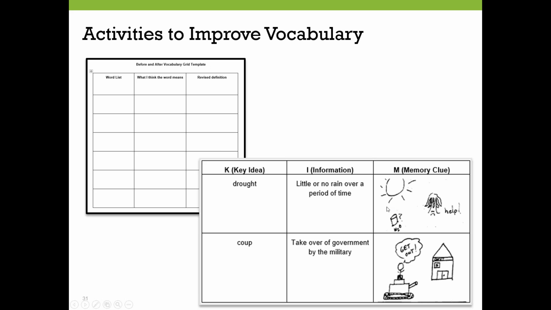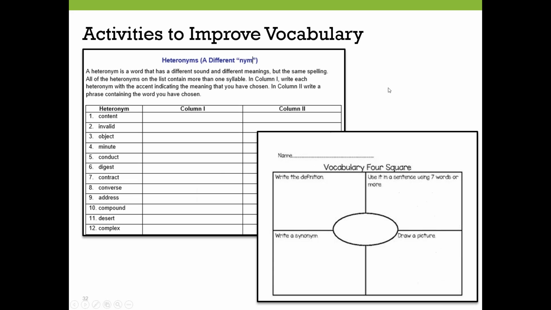Maybe we have it from the standpoint of KIM: key idea, drought. What's the information about it? Well, little or no rain over a period of time. What's my memory clue? For some students, that may be drawing a picture. Others may have another way that they use a memory clue itself. But those are things that we can do.